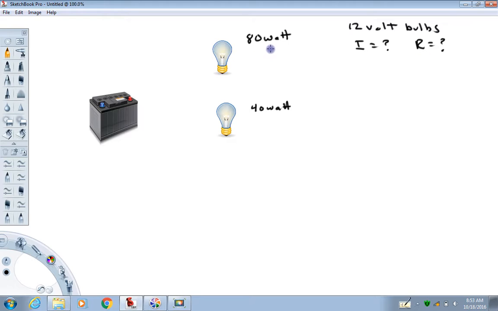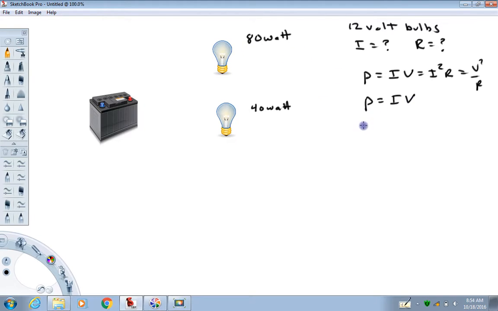All right, so the 80 watt and the 40 watt, these are units of power. And in electrical problems, power is equal to current times voltage. It's also equal to I squared R, and it's also equal to V squared over R. All three of these give power. Now, which one we use doesn't really matter. I'm going to use this one, that the power given for a bulb is equal to current times voltage.